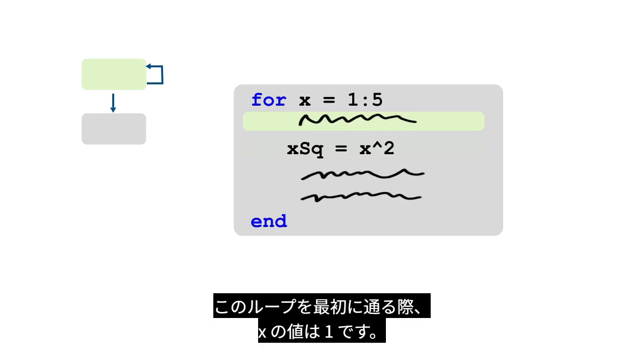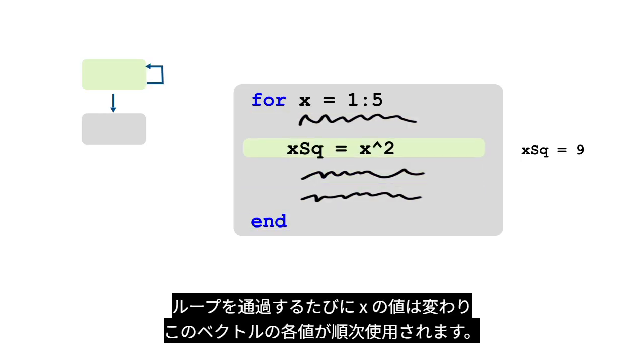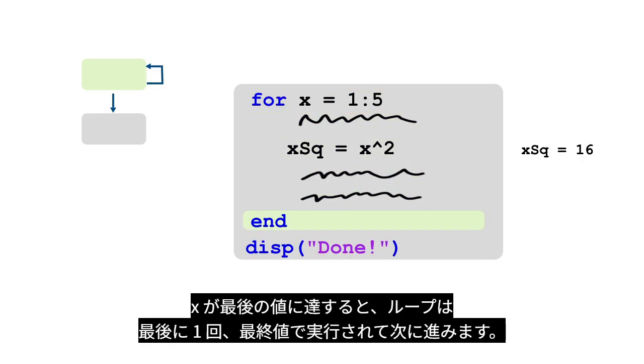In the first pass of this loop, the value of x is 1. In the second pass of the loop, the value of x is 2, and so on. In each pass, x changes value, stepping through each value in this vector. Once x gets to the last value, the loop executes one last time with the final value and then moves on.